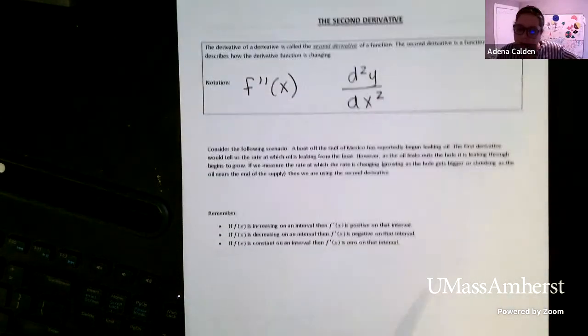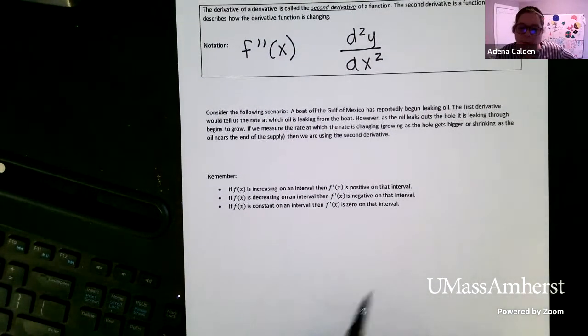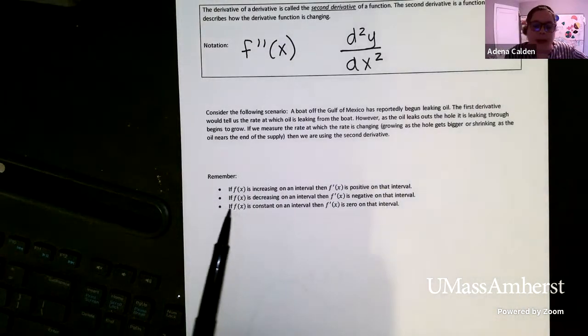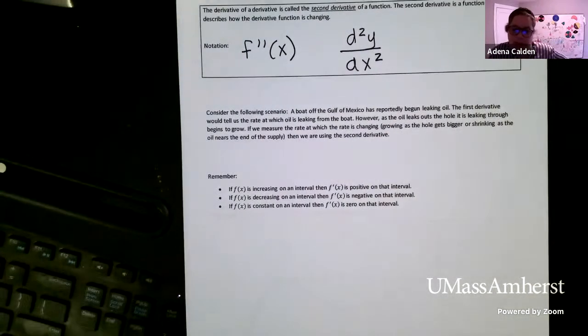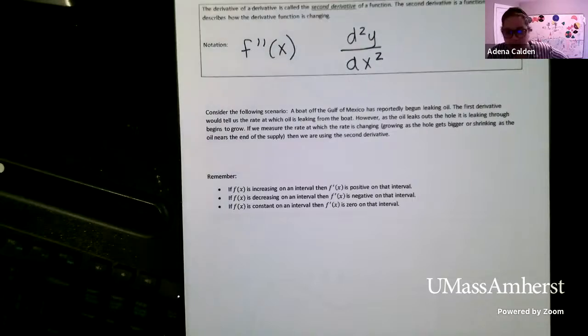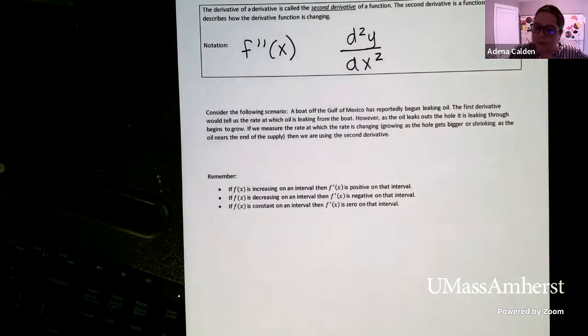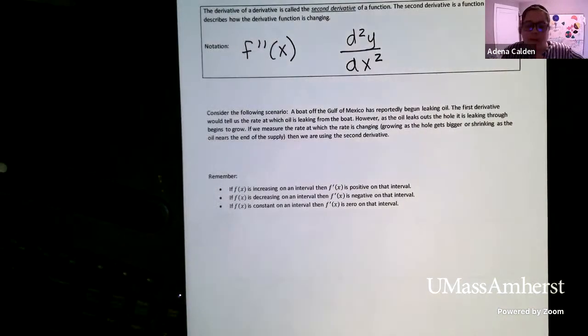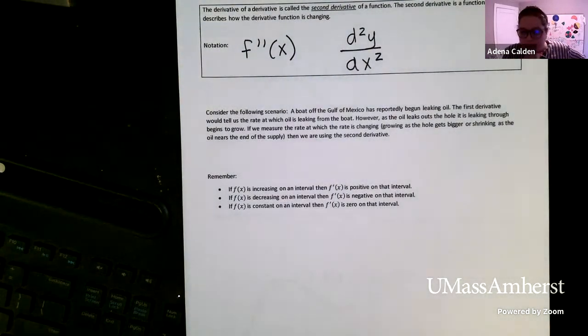So as a reminder, the key relationship that we were working on to think about the first derivative as a function was that if f of x is increasing on some interval, then the derivative is going to be positive on that interval. Because if you think about an increasing function and you plot some tangent lines, you can see that they are all positively sloped.